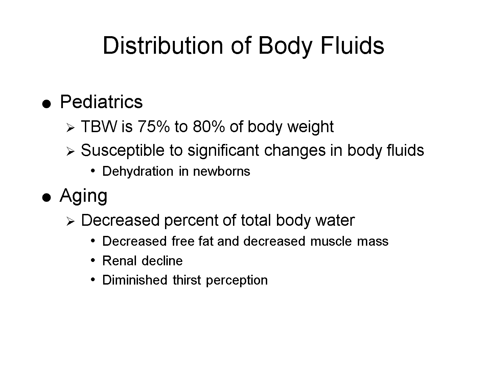As individuals age, the percentage of total body water decreases. This decline is associated with a loss of free fat and muscle mass, a progressive reduction in renal function, and a diminished thirst perception. Together, these factors make older adults more vulnerable to fluid imbalances.